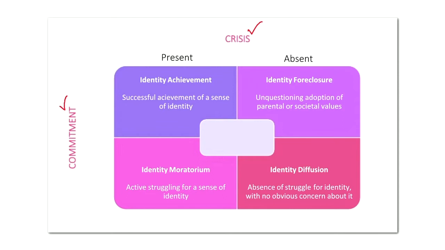If, at a given snapshot in our life, we have had the experience of both crisis and commitment for a part of our identity, we would call that identity achievement. If, however, we have commitment, but we've never really looked at the options, that we would call identity foreclosure.